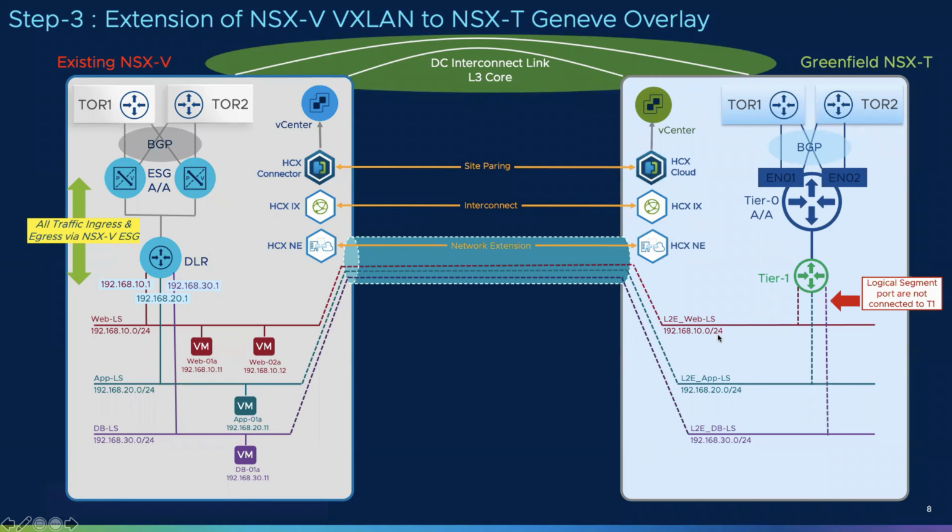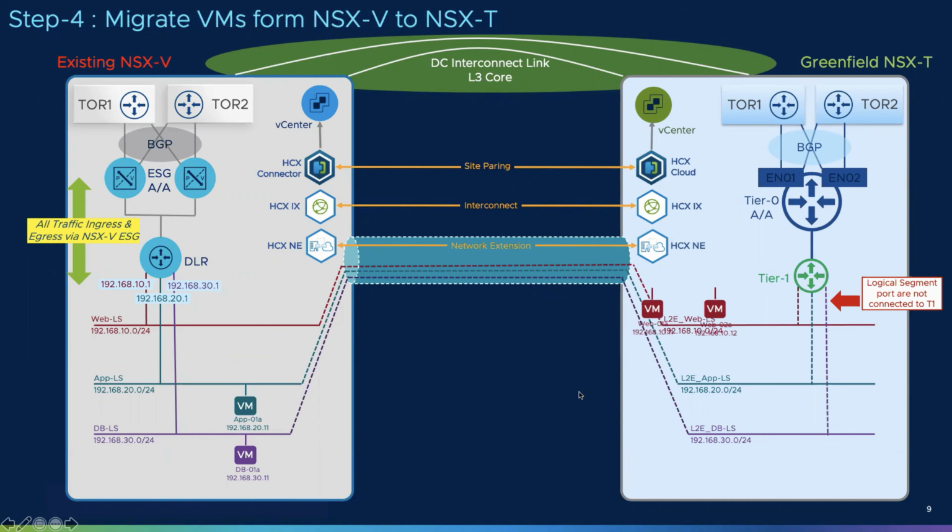The one thing to notice here is that currently all of this logical segment, which is extended to the T, is not connected to the tier 1, which means it's already in the disconnected approach. The next step now is to move the VM. So step number 4 is to migrate the VM from the NSX V to the NSX T environment.